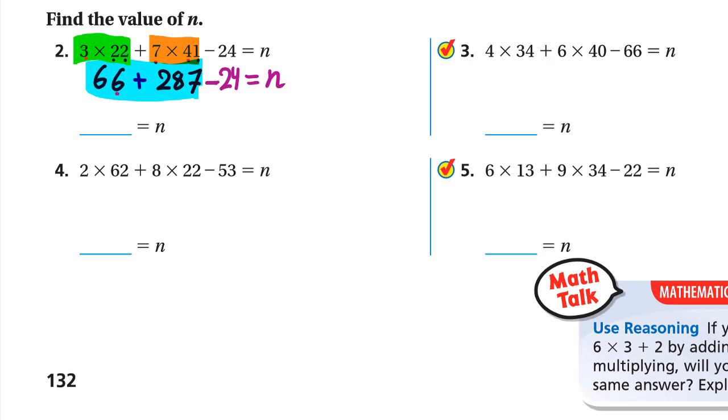So 6 plus 7 is 13, so 3 down, 1 up. Now 6 plus 1 is 7, 7 plus 8 is 15, so I write 5 down and 1 up. We don't have anything, I can carry it on the 2, so 1 plus 2 is 3, so 353 minus 24 equals n. So now we can get the n.